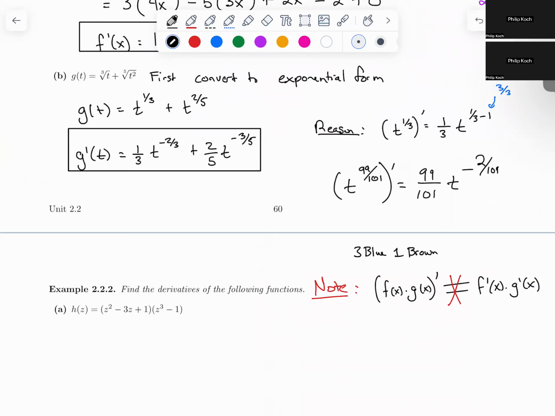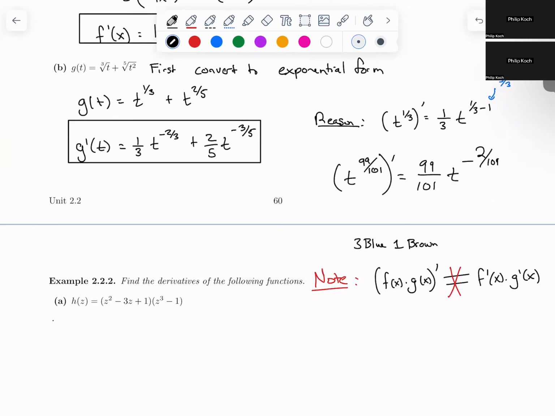So anyways, with this one, because they're being multiplied together, we can't just find each one separately. We have to FOIL. So first, simplify. Later on, we will be able to calculate it without simplification. We can do it by the product rule, but we haven't gotten that yet.